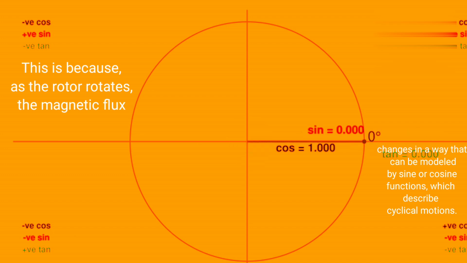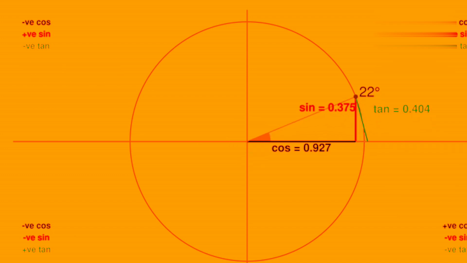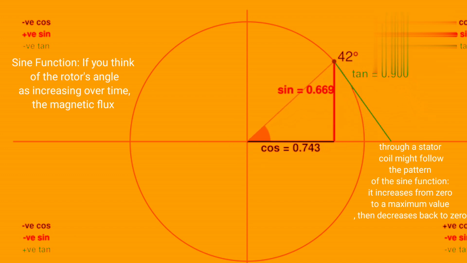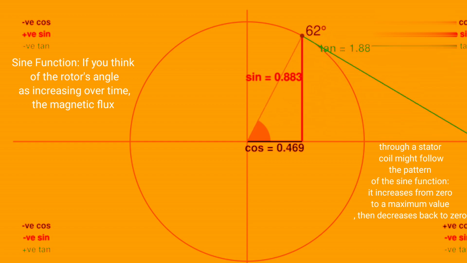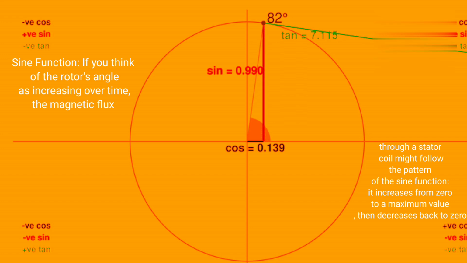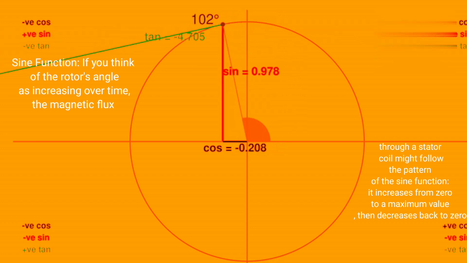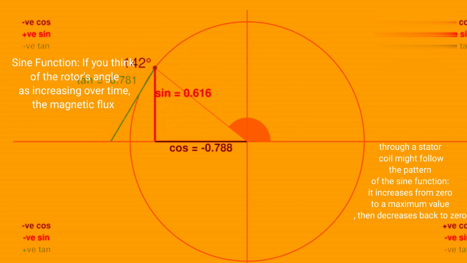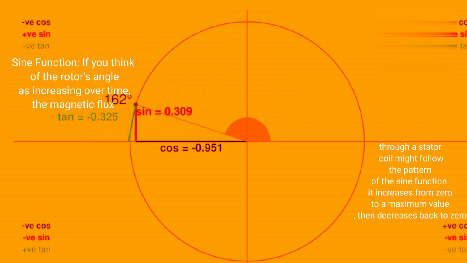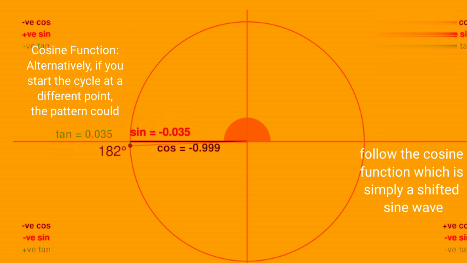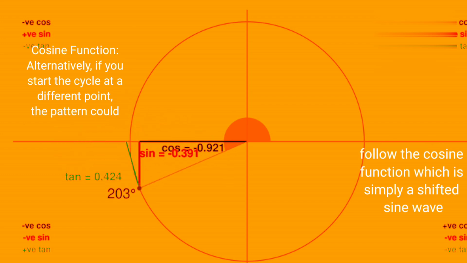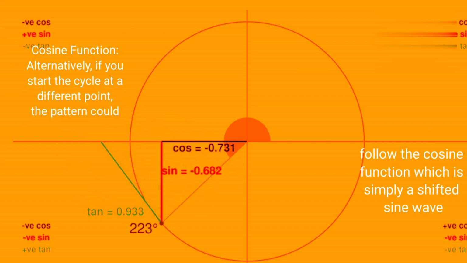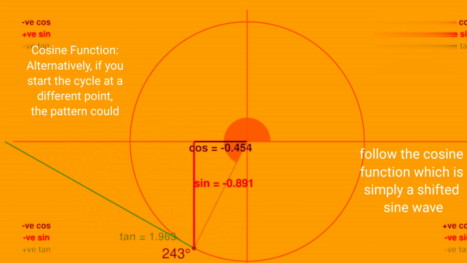Sine function. If you think of the rotor's angle as increasing over time, the magnetic flux through a stator coil might follow the pattern of the sine function. It increases from 0 to a maximum value, then decreases back to 0, and so on. Cosine function. Alternatively, if you start the cycle at a different point, the pattern could follow the cosine function, which is simply a shifted sine wave.